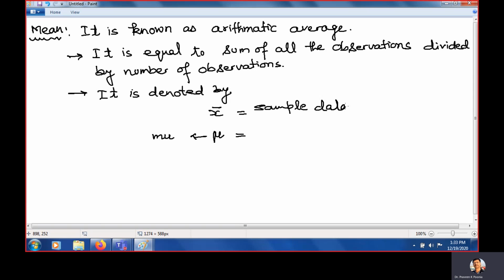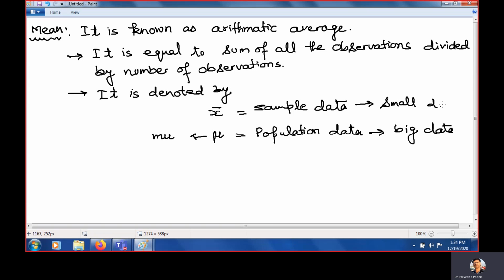Sample data means a small number of observations, and mu is used for population data. Population data means big data is given, and sample data means small data. Small data means like 5 numbers are given. Clear? So if 5 or 6 numbers are given, it is called sample data, small data. But if more values are given, say 30, 40, 100, 400, then we call it population data. More than 30 values is known as population data.